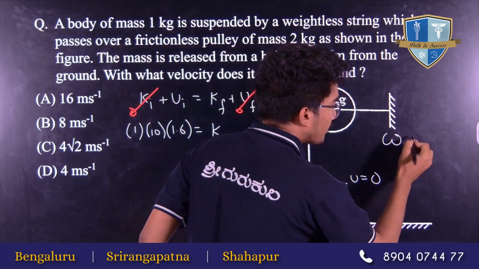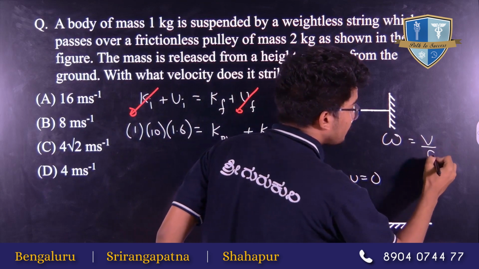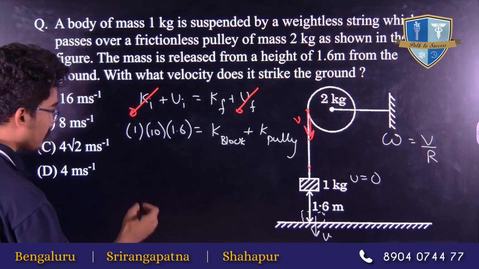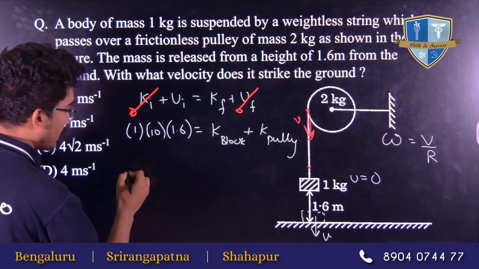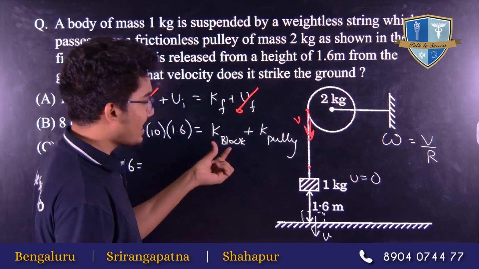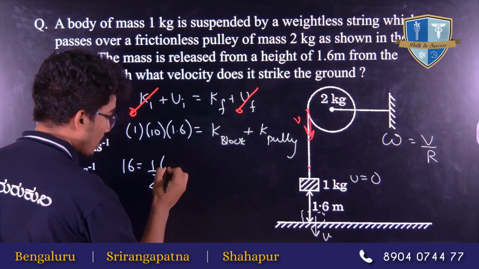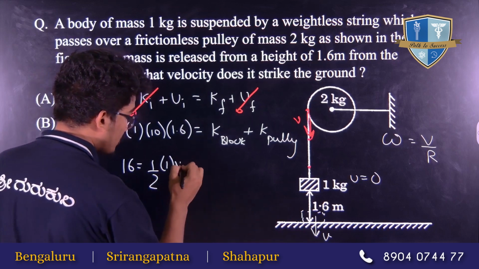Omega, we know that angular velocity is v by r, correct? So omega will be equal to v by r. Now let's write this. After calculating this, 16 is equal to the kinetic energy of the block, which is half mv square: half the mass of this block into the velocity of this block, v square.